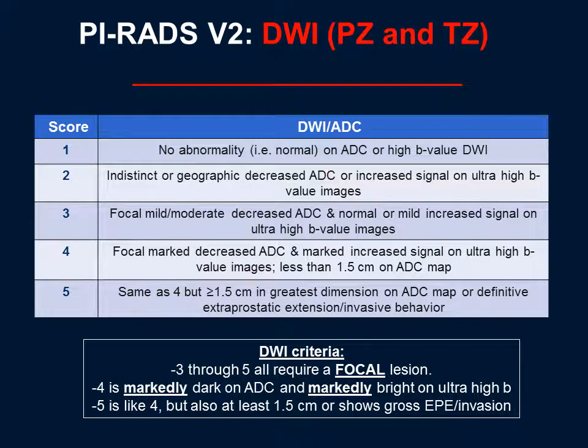This table provides the criteria for deriving the 1 through 5 diffusion score, which applies in both zones. I'm not going to read through this in full detail, but to make a few points: for diffusion, 3 through 5 all require the presence of a focal lesion, versus something that's more indistinct or geographic. 4 requires that a lesion be markedly dark in ADC and markedly bright on a very high B-value image. 5 is like a 4, but also at least 1.5 centimeters, or shows gross extraprostatic extension or invasive behavior.